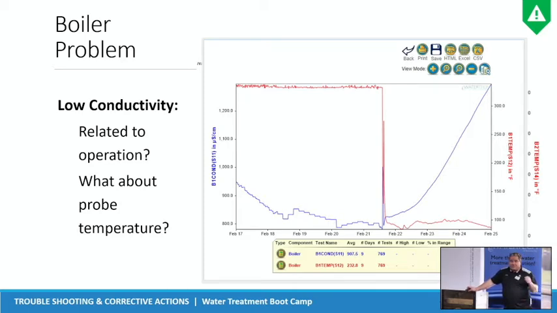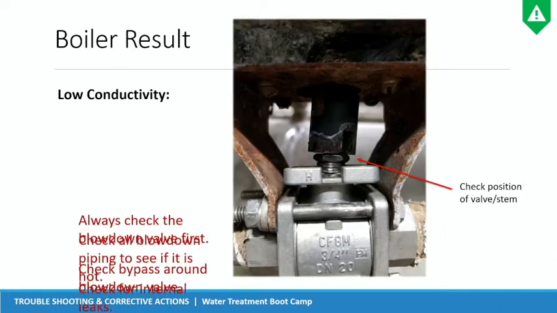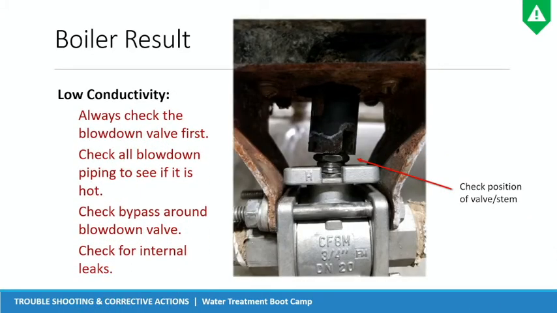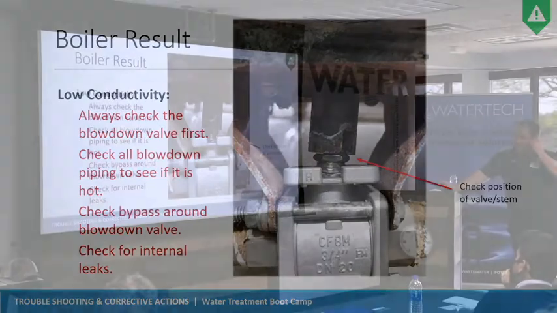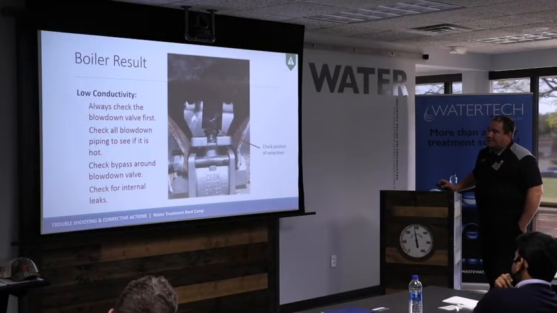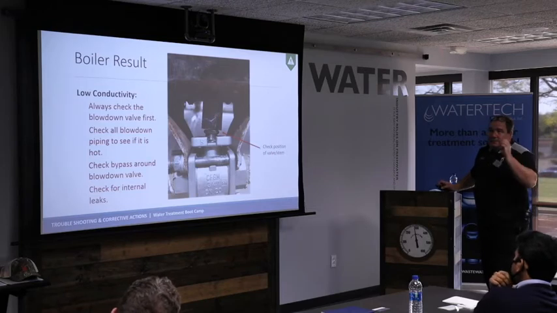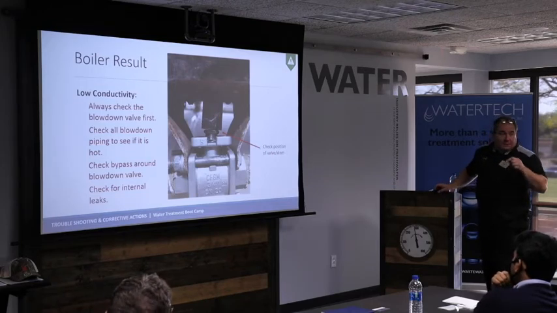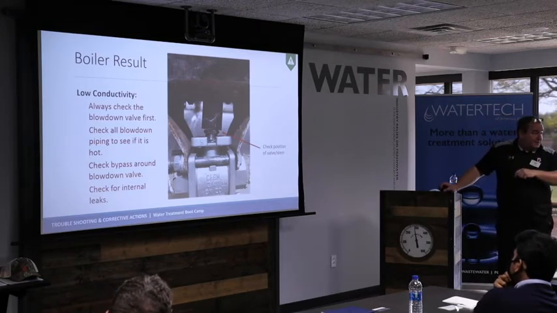The other thing that can happen is when you're having that low reading because the conductivity is dropping out, and you're thinking, well, it should be blowing down like it should. Everything else seems to be right. Well, if you look at this, this is the blowdown valve. Check the blowdown piping to make sure everything's reading accurately, because if the probe's reading junk, the controller is going to operate based on the junk.